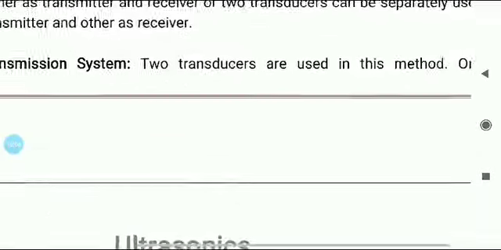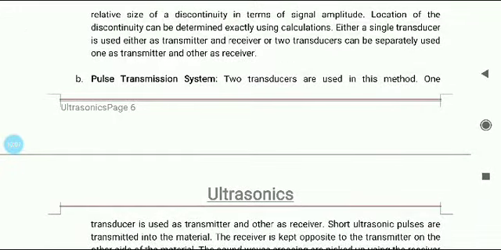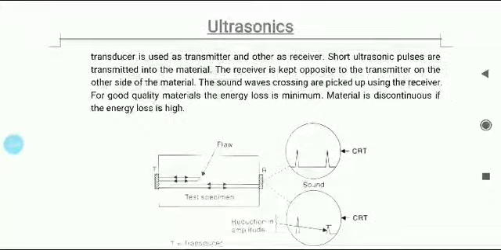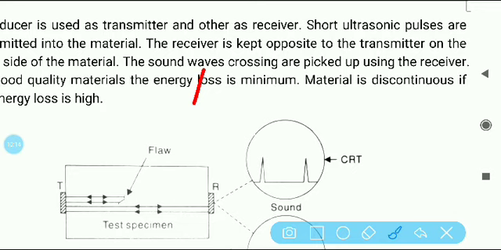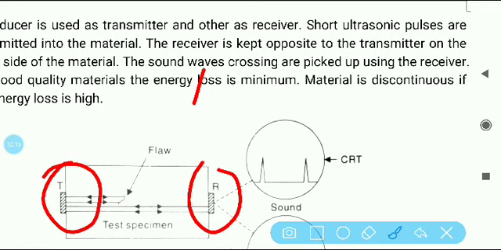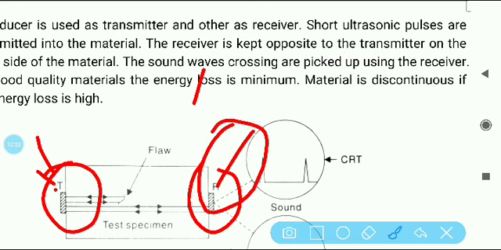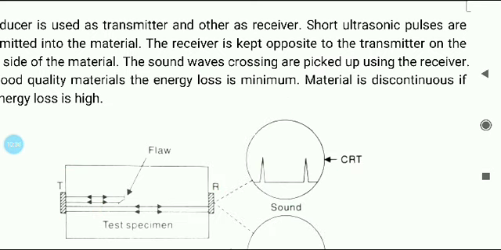Second is the pulse transmission system. Here we use two transducers on two ends of the material. Previously it was the echo method. Now this is the transmission method. You see, there is one transducer on one end and another transducer which acts as receiver. One acts as transmitter, the other acts as receiver. So one produces the ultrasonic sound while the other receives it. Again the output is fed to the cathode ray tube and that gives the final result.